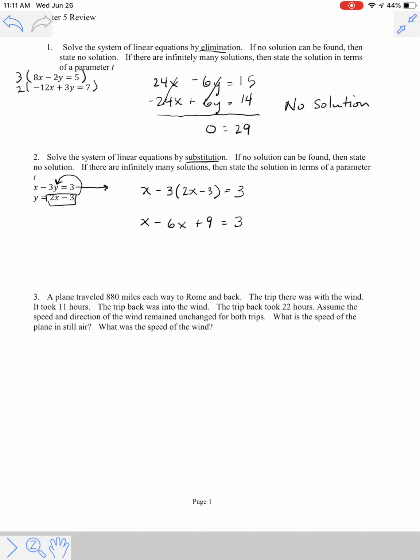And then distribute the negative 3, combine some like terms, and get x by itself. So we know that x is equal to 6/5.